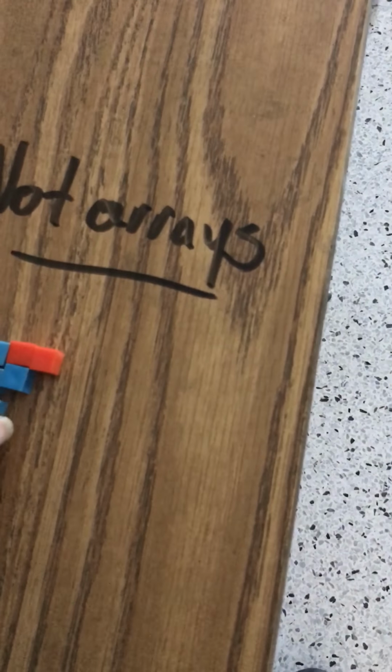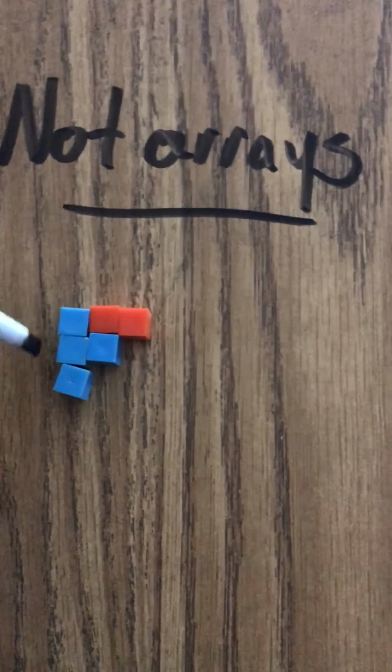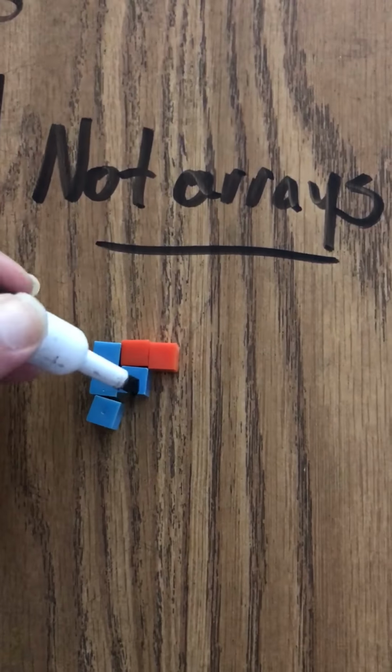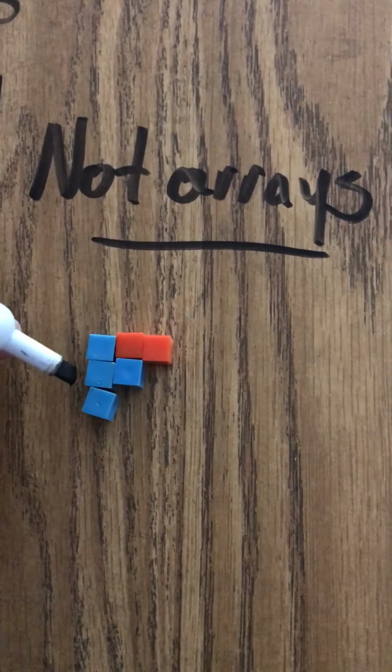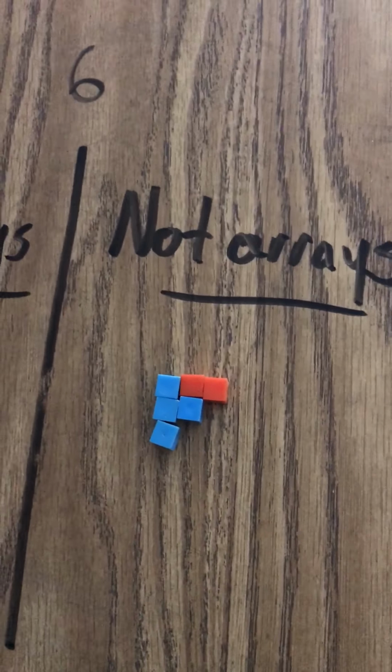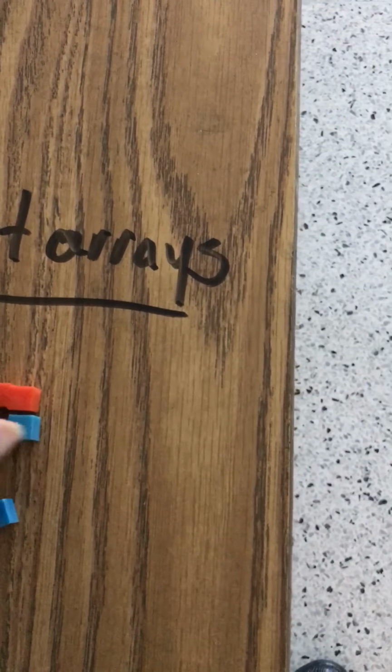Now, what are not arrays? Let's use the same number 6 that we were using before, but show examples of things that are not arrays. This is not an array. Why not? Because the rows are not equal. This row has 3, this row has 2, this row has 1. They're not equal. The columns are not equal. This column has 3, this column has 2, this column has 1. It's not a proper array. It can't work.